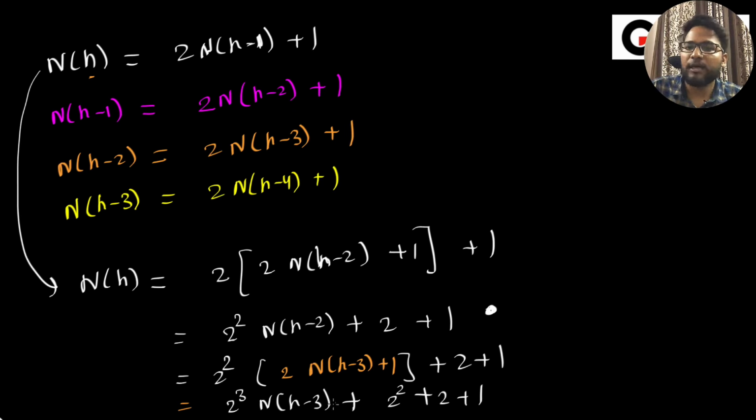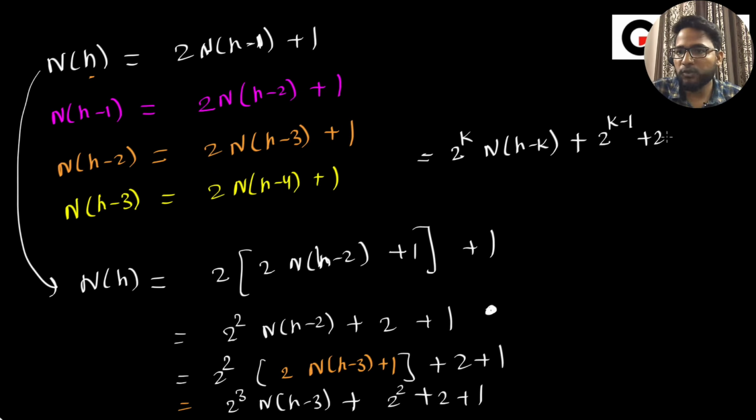In general, can you tell me what the answer will be? In general, you can say it will look like this: 2 power k into n_h minus k, plus, see, it is 3, then it is 2, right? So it will be 2 power k minus 1 plus 2 power k minus 2, till 1, right? Till 1. So this will be your final n_h.